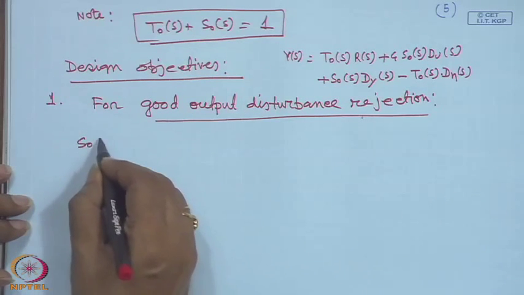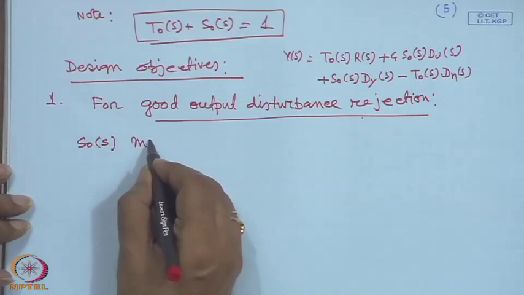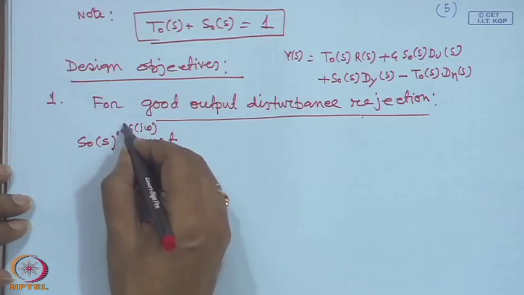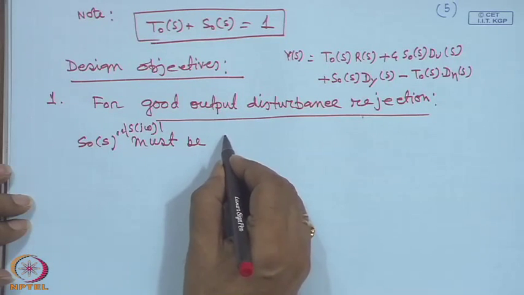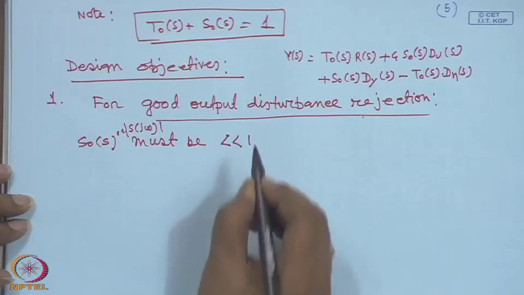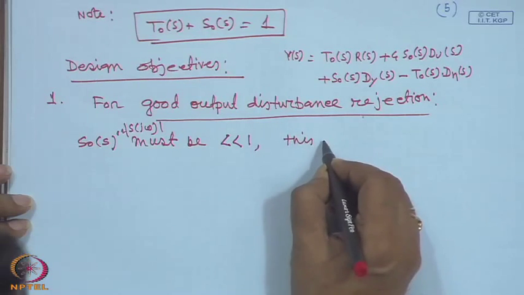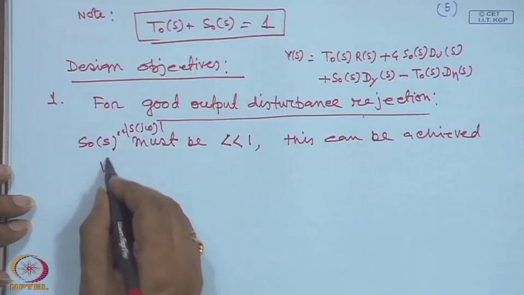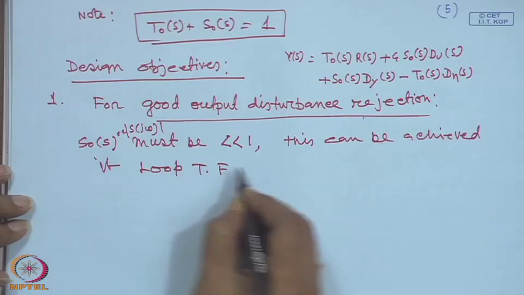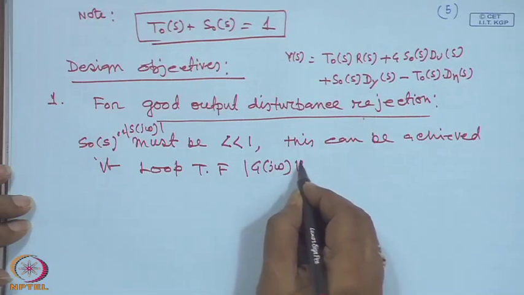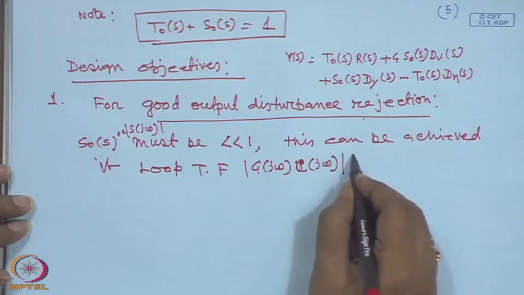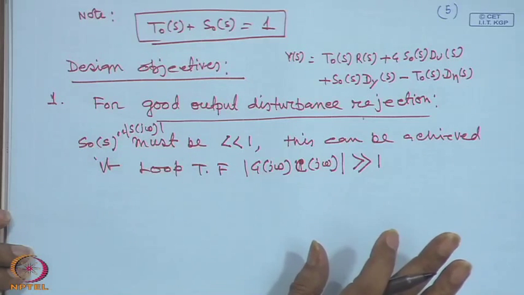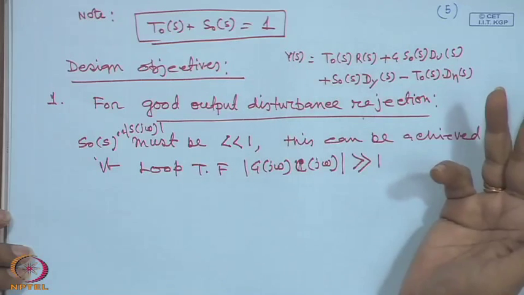So, in order to make this, S of j omega, mod of S of j omega must be very, very less than 1. This can be achieved if the loop transformation, mod of G of j omega C of j omega, is very, very greater than 1. So, that is one. If we can make S equal to 0, then you see the effect of disturbance at the output will not come into the picture.